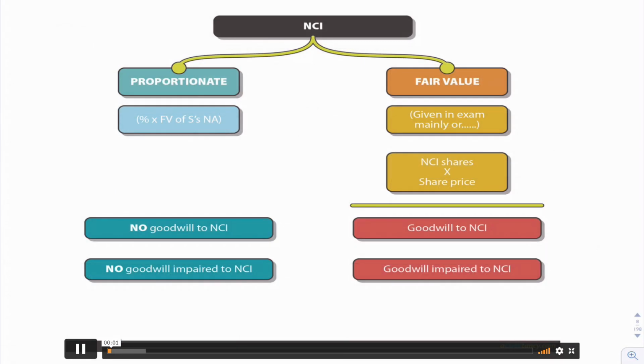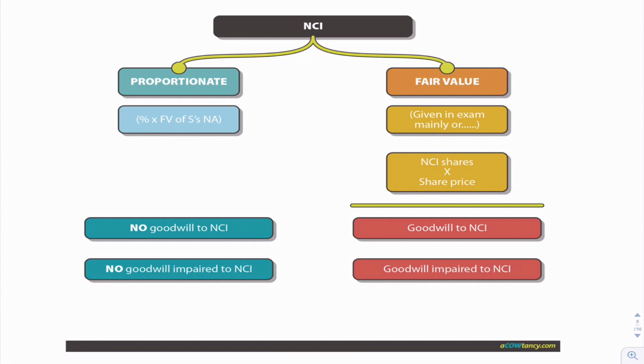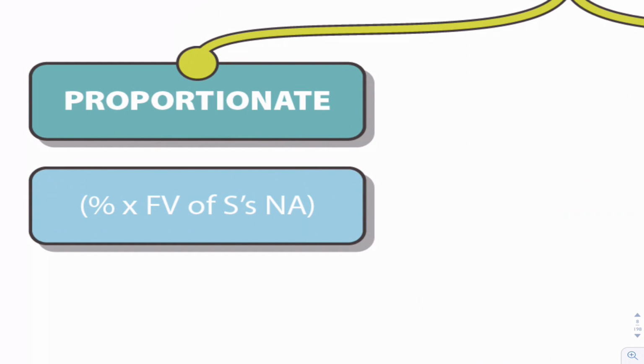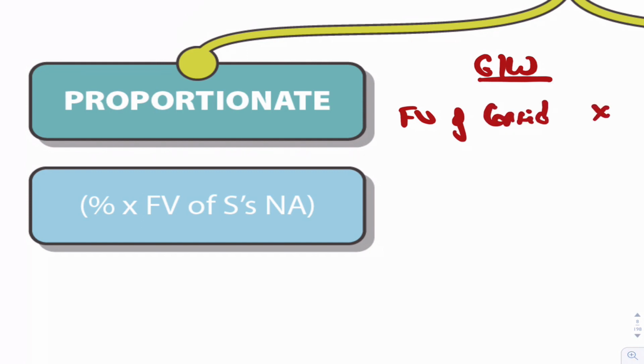Welcome everybody. So NCI, remember there's two ways of working through it. The first way is the proportionate method. So if you remember, you're doing a goodwill working and you have fair value of consideration, then you have your NCI, and then you have your fair value of net assets acquired.